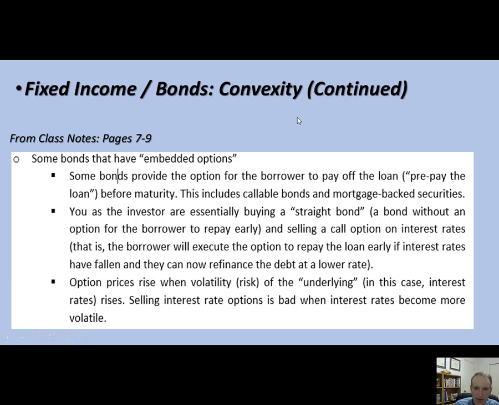So this is where it gets complicated. These types of bonds, callable bonds and mortgage-backed securities, are essentially what we call a straight bond. A straight bond is a bond that does not have the option. And then they're actually selling a call option on interest rates. We'll get into options later in the class, but you can see how complicated fixed income securities can get. So it's like you're buying a bond and selling a call option on interest rates. That is a very complex transaction.